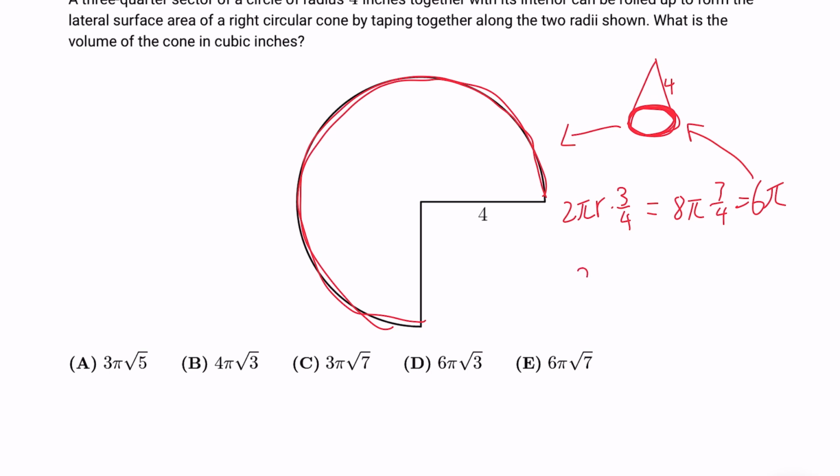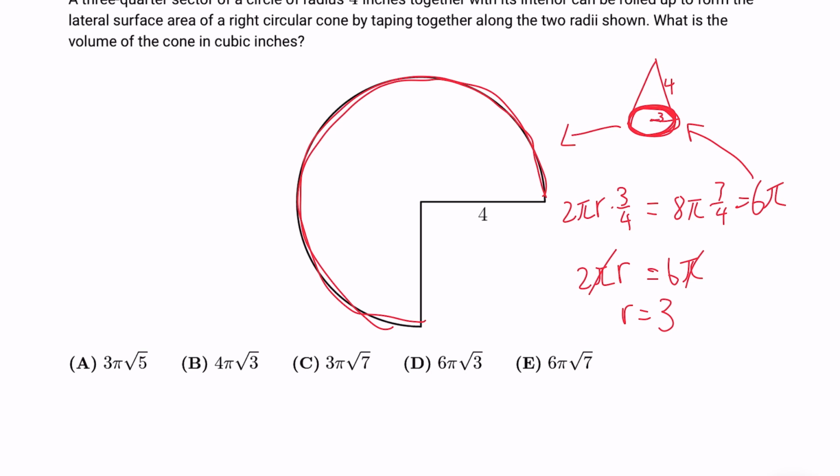Well, like I said, the formula for the circumference of a circle is 2 pi r. Well, we know that that is 6 pi, so we can find r to figure out the radius of the base of the cone. So pi and pi will cancel out, r would be equal to 3. So that means that right here, this is 3.